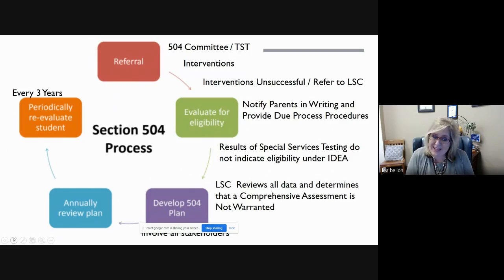So once you have that plan in place, you're going to review it annually. When you're reviewing it, you're just checking to make sure those accommodations are still needed, making sure that the qualifications are still there. If anything has changed, you want to consider that when you're looking at whether or not you need to modify that plan. And then every 3 years, you want to reevaluate. And the TST team can determine how that looks. You can take them back through the entire comprehensive assessment piece, or if the team has enough evidence to make the decision that they're going to continue with the same procedures, they can do that as well. But you do still look at it every 3 years and reevaluate.